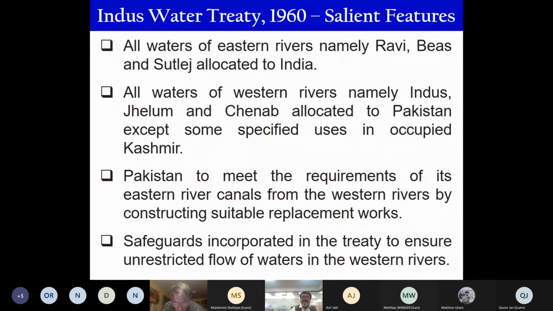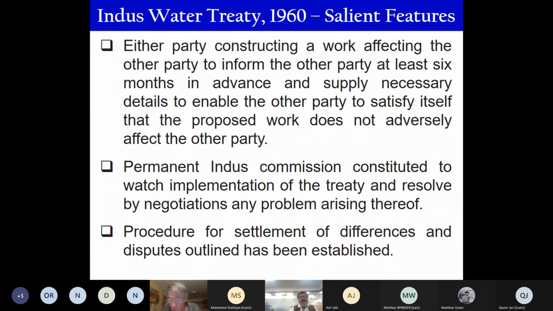Pakistan is to meet the requirements of its eastern river canals from western rivers by constructing suitable replacement works. Safeguards incorporated in the treaty include unrestricted flow of waters, and either party constructing a work affecting the other party must inform the other party at least 6 months in advance and supply necessary details to enable the other party to satisfy itself that the proposed work does not adversely affect the other.